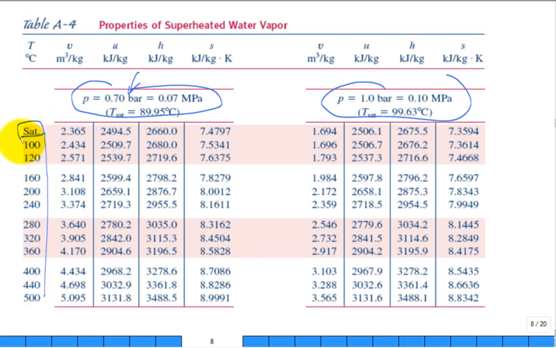Why did they put the letters SAT for the lowest temperature? Why didn't they tell me the numeric value of the saturation temperature? They did. They just put it right here. So the saturation temperature is 89.95 degrees C at 0.7 bar. And then 100, then 120, then 160. So here is your value of v, u, h, and s.